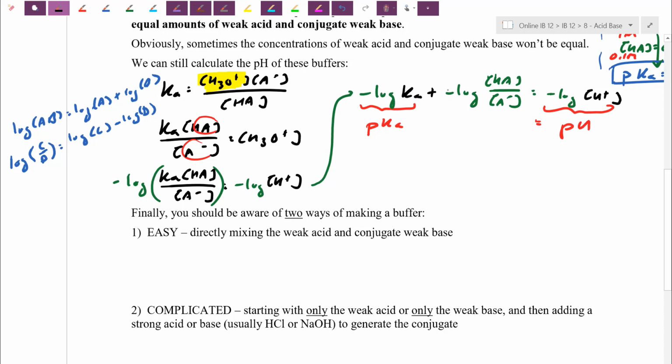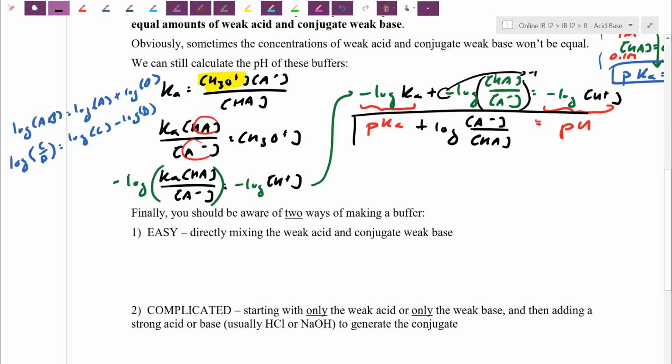I don't really like the fact that there's a minus here, so what I'm going to do is bring that minus back up into the power, and I'm just going to flip the fraction. So this is actually going to be plus log of A minus divided by HA. Okay. It is still related to the product concentrations here.